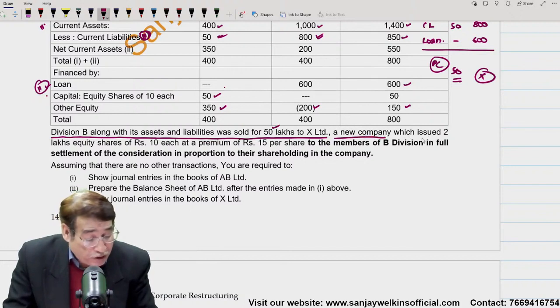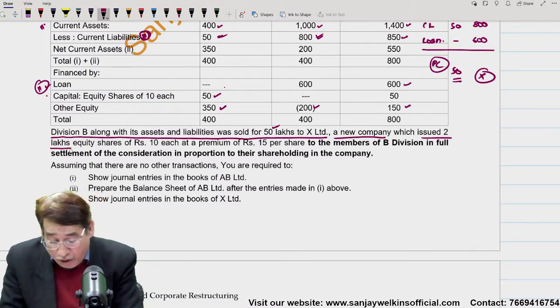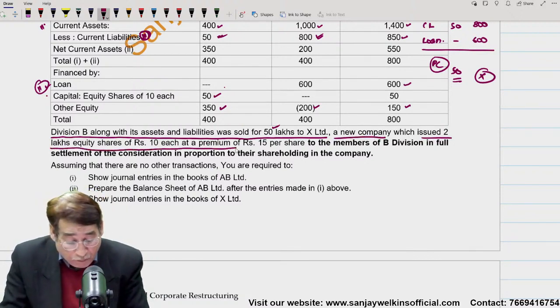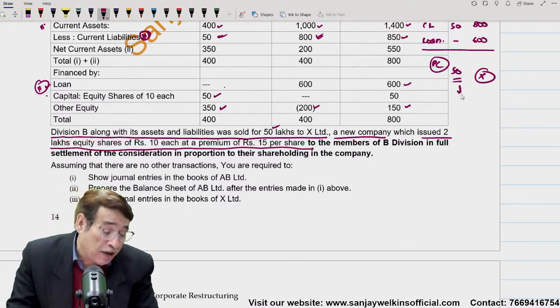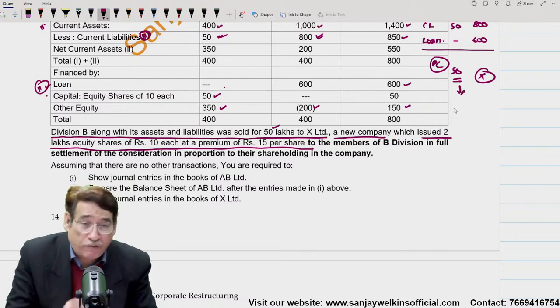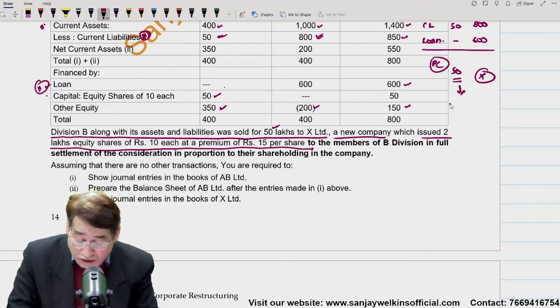Further, it is given which issued 2 lakh equity shares of 10 each at a premium of 25 per share. First of all, it is given that in order to settle 50 lakhs rupees, the new company is going to issue 2 lakh shares.